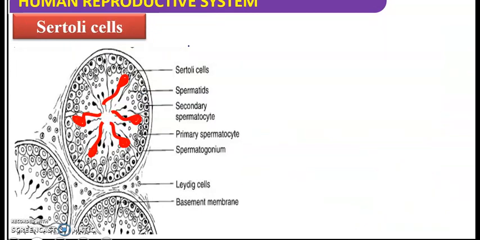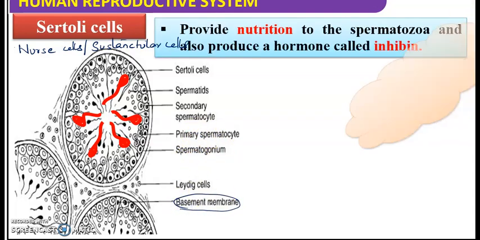Next, we have the Sertoli cells. Sertoli cells have another name. They are called nurse cells or sustenacula cells. Normally these cells arise from the basement membrane, and their main role is to provide nutrition to the spermatozoa. They provide nourishment to the spermatids, spermatozoa, spermatocytes and all.